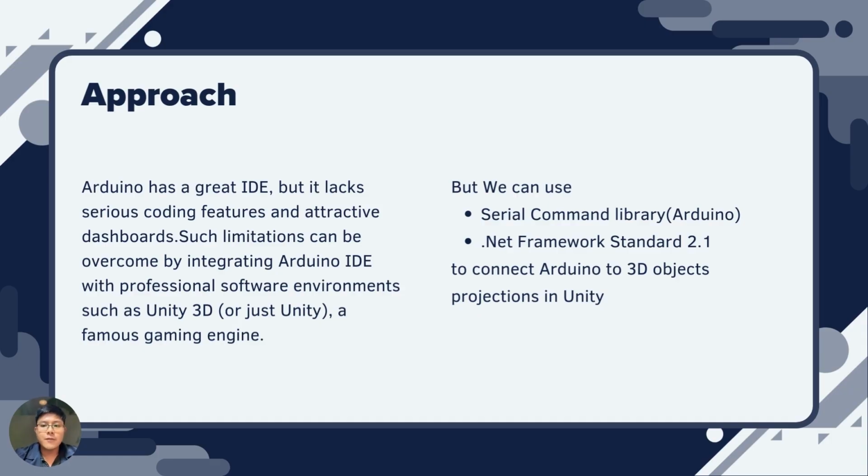From the Arduino part, we use the serial command library to send data from the gyro sensor, capture it with the Arduino IDE, and send it to the Unity engine. And in the Unity engine, we use .NET Framework Standard 2.1 to create the game and 3D objects, and we use projection and motion in Unity using the .NET Framework.